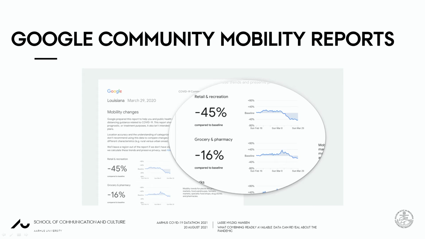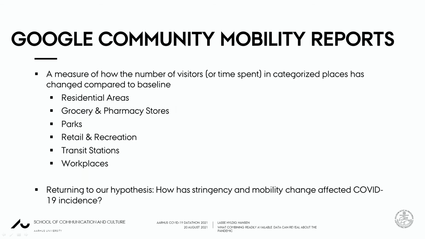And these were made to study COVID-19. So Google gave this opportunity to be able to get an average change in mobility in these 6 categories. It's a measure of how the number of visitors in a given place changes compared to some baseline that was set in February 2020.